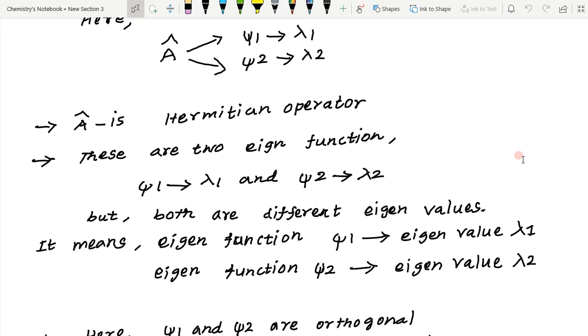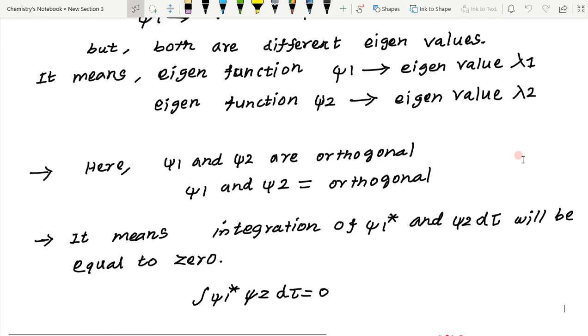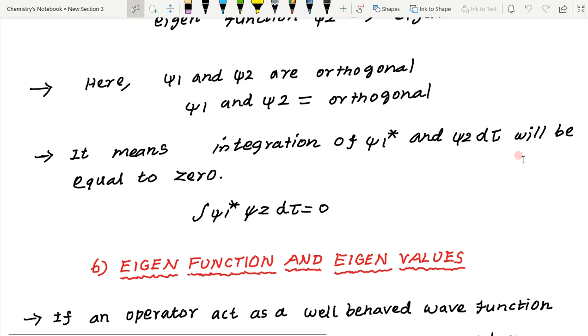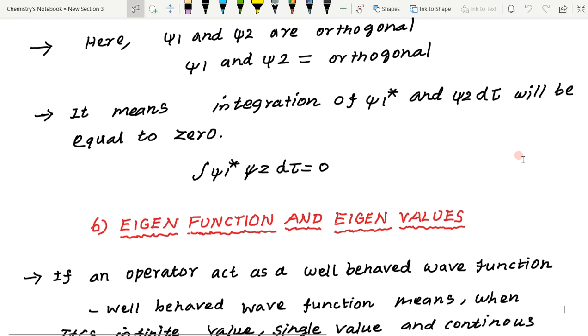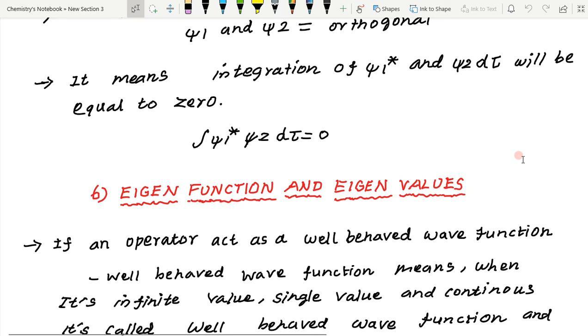These are two eigenfunctions. Psi 1 gives lambda 1 and psi 2 gives lambda 2, but both are different eigenvalues. It means eigenfunction psi 1 gives eigenvalue lambda 1, eigenfunction psi 2 gives eigenvalue lambda 2. Here psi 1 and psi 2 are orthogonal. It means the integration of psi 1 star and psi 2 d tau will be equal to 0. So integrate psi 1 star psi 2 d tau equals 0.